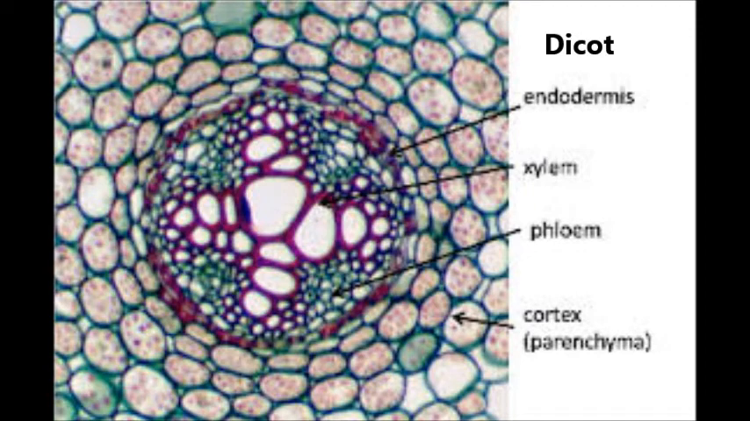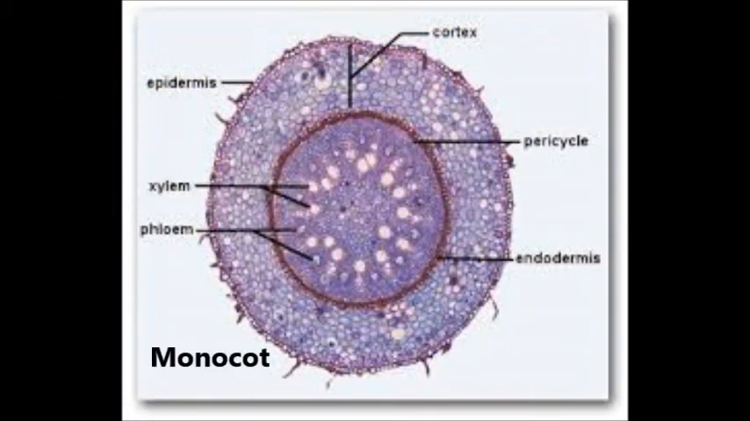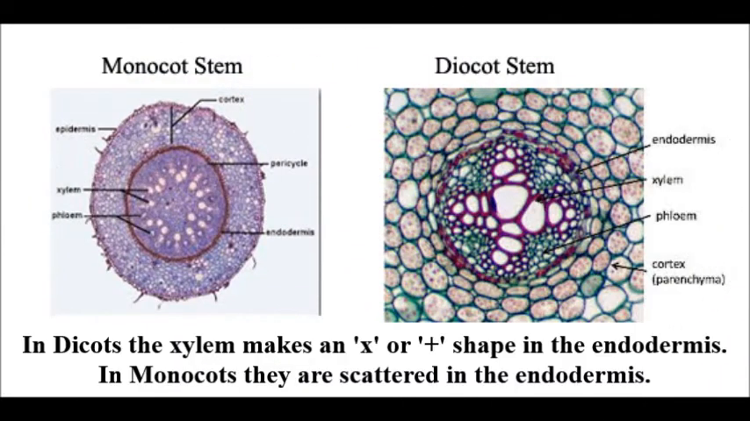Roots. In dicots, the xylem makes an X or a plus shape in the endodermis, while in monocots, they are scattered in the endodermis. So on the left, we see that inside the endodermis, the xylem and the phloem make a circular type shape, but they're scattered out and don't really have a structured form to them. While on the right side, we see the dicot inside the endodermis, where the xylem makes this plus shape, while the phloem surrounds it.